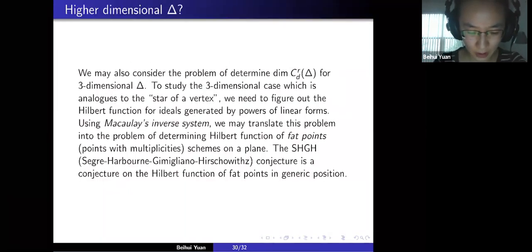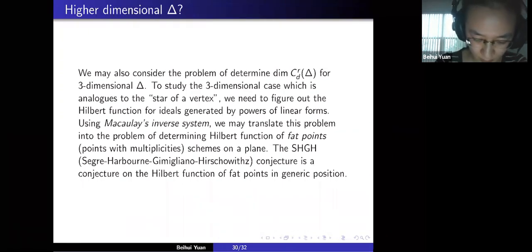And another thing we should consider is how about higher dimensional such delta? Just now we focused on the planar cases. Do we have to stick to planar cases? Why don't we consider higher dimensional cases? If we consider, for example, a 3-dimensional delta, to study this one, maybe the analogous case to the star of a vertex case is the simplest non-trivial one, right? And for that case, we need to figure out the Hilbert function for ideals generated by powers of linear forms.